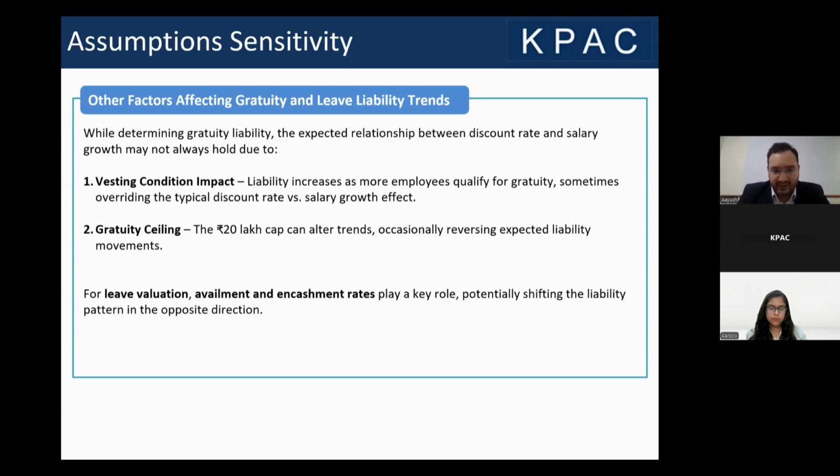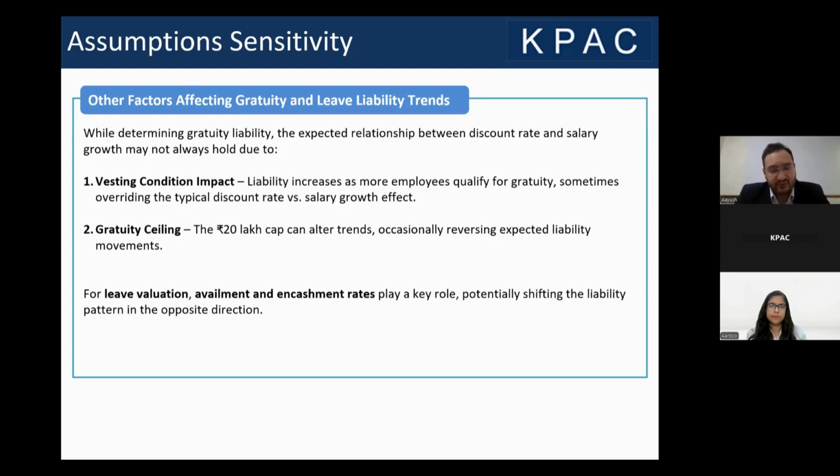Rate, and also the relationship between the encashment salary versus the availment salary, will play a role. So please keep in mind, while doing a valuation for gratuity, how the vesting condition and gratuity ceiling limit are impacting your liability, and for leave valuation, how your encashment and availment rate are impacting your liability. Other than that, you might refer to our previous slide and understand how your actual liability will move when your demographic assumptions are also moving.